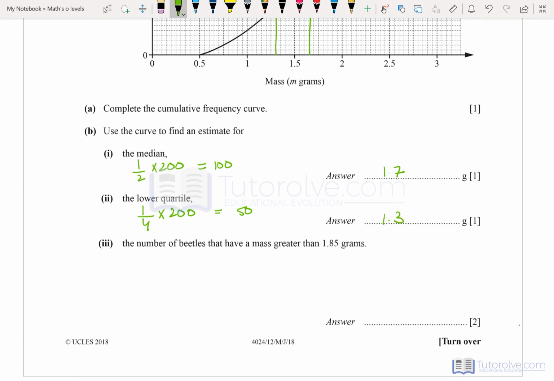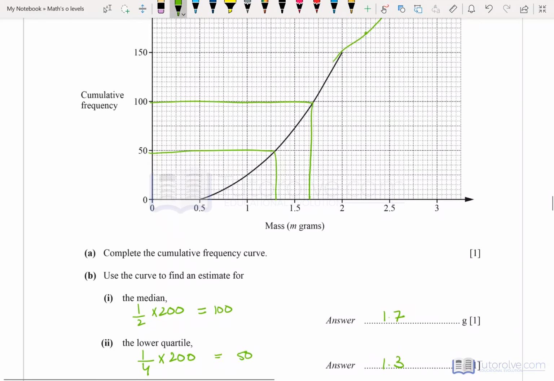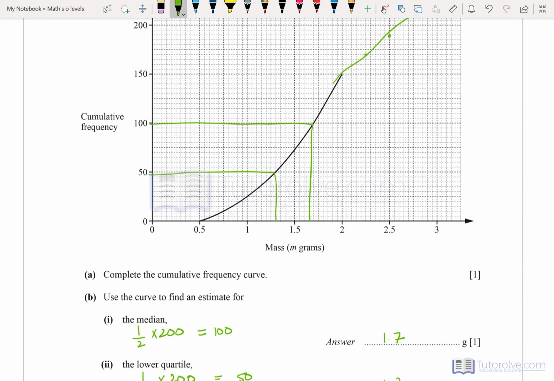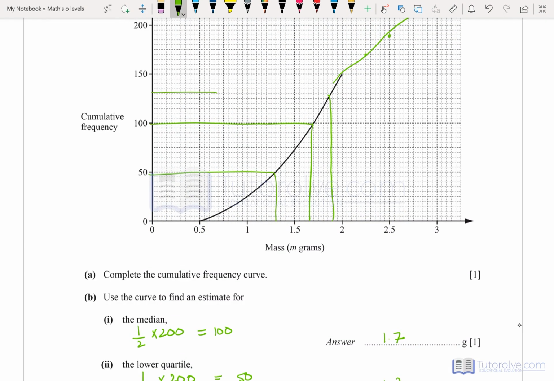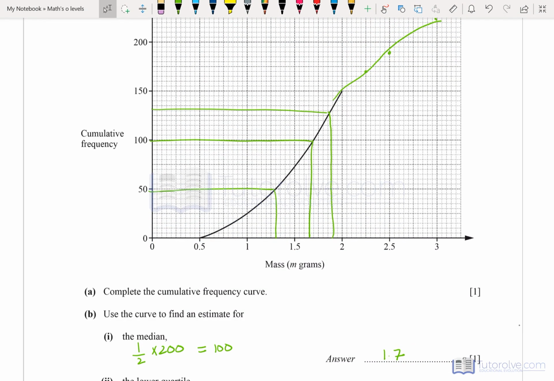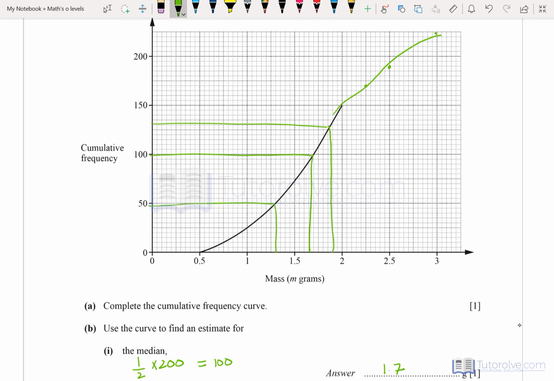The number of beetles that have a mass greater than 1.85 grams. So basically we have 1.85 grams somewhere here, and we have to trace this back. Now if we are to quote a value over here, say if we have 200 here and we need to quote a value, what we have is 125, we quote this value 125.